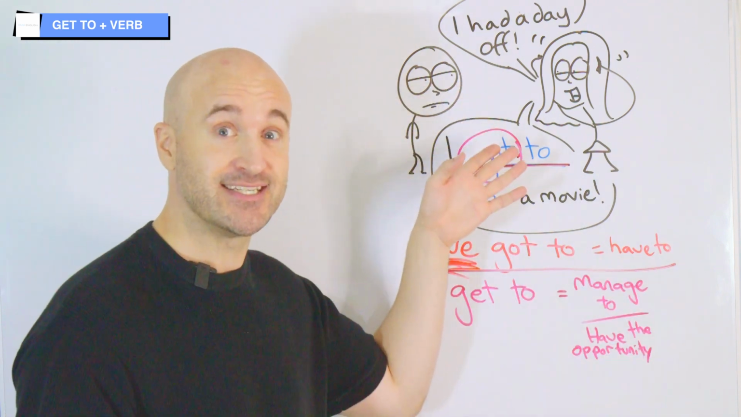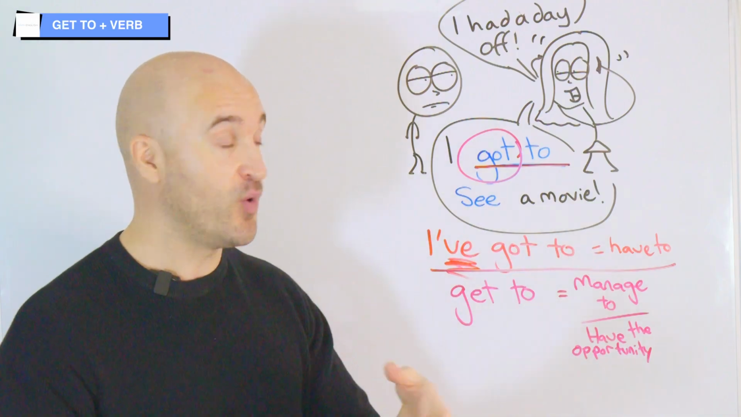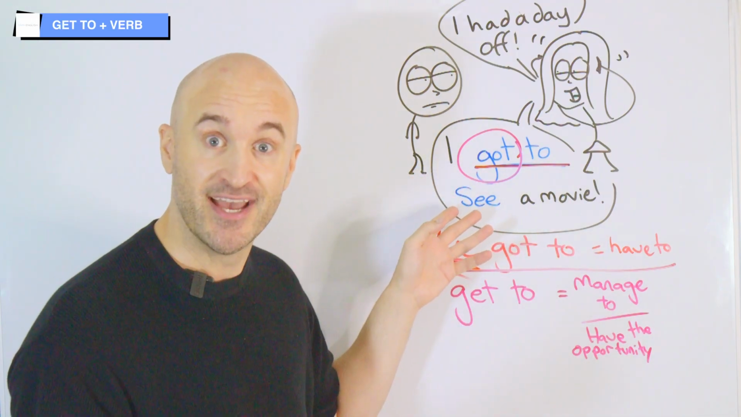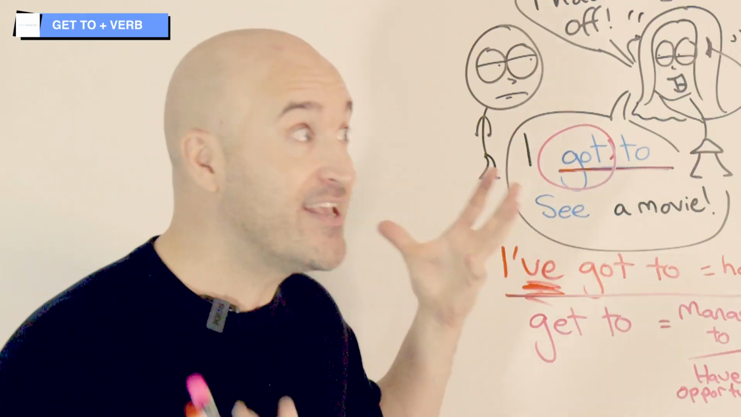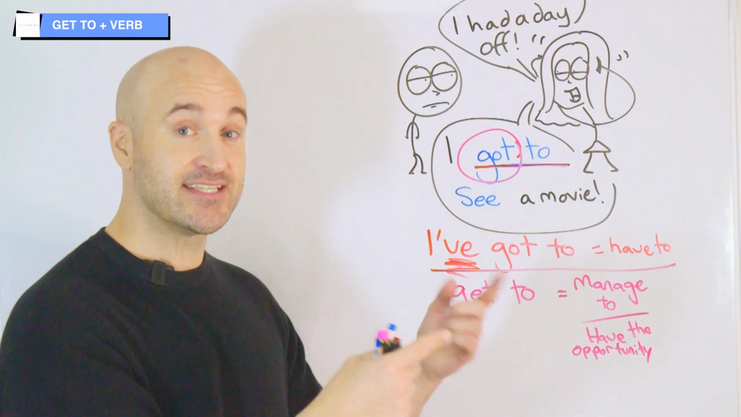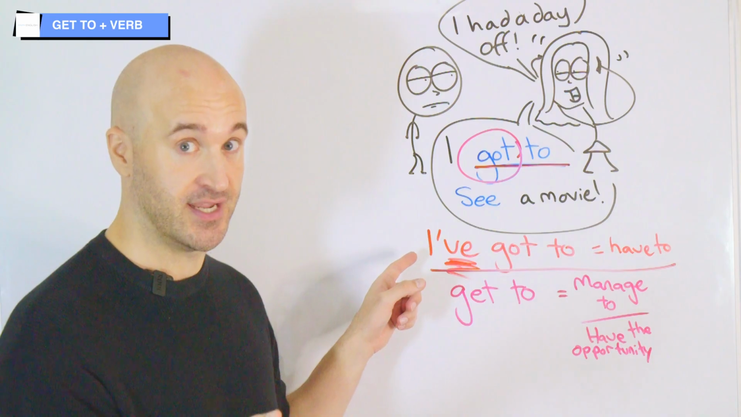Yeah, today I had a day off. I was free, so I got to see a movie. I had the opportunity, the chance. I managed to do it. I got to see the movie. This is how you know the difference in spoken English.